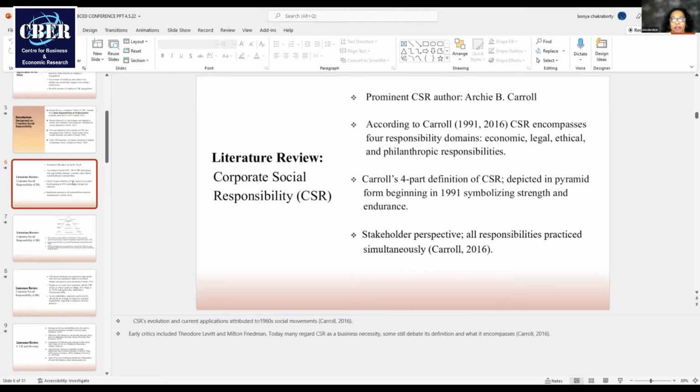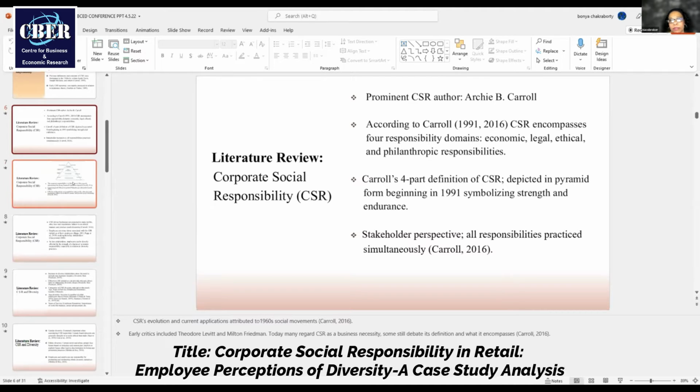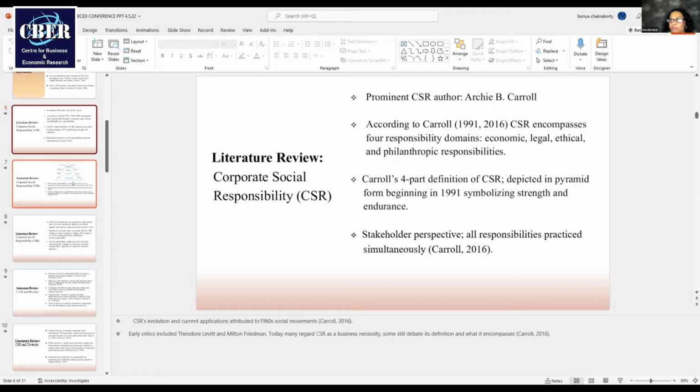Next. Okay, prominent author Archie B. Carroll. According to Carroll, corporate social responsibility encompasses four responsibilities: the economic, legal, ethical, and philanthropic responsibility. This four-part definition began in 1991, depicted in the form of a pyramid, because it symbolized the strength and endurance that's required in business.